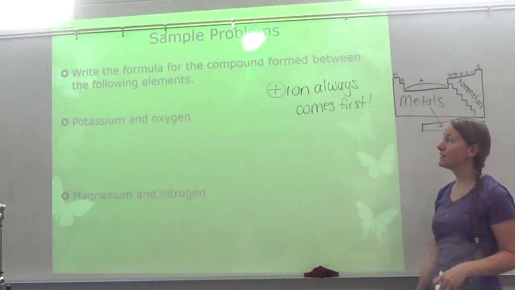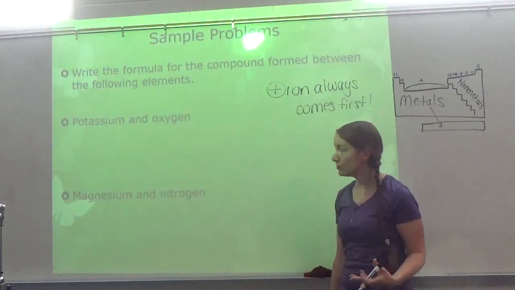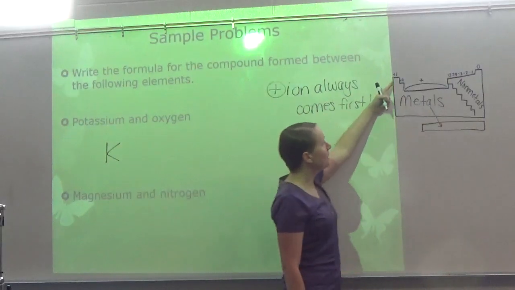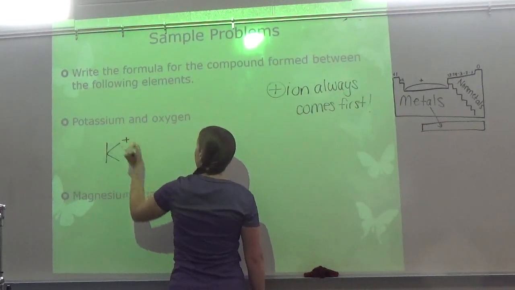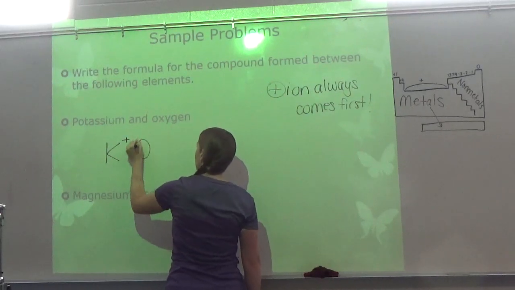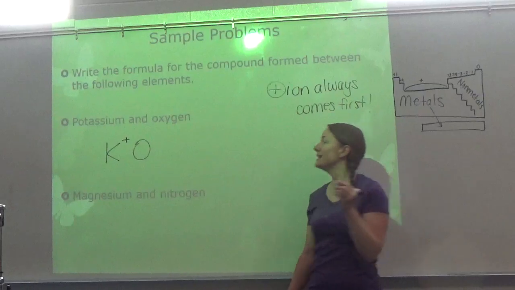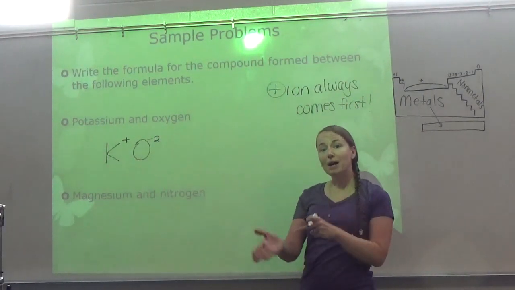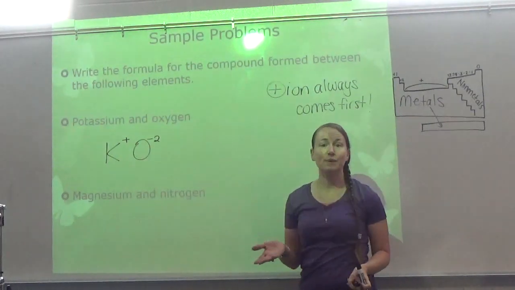Okay, so my first one says potassium and oxygen. So this is where also you need to learn those symbols. Potassium is K, and so I find it on my periodic table. It's in group 1, so it has a positive 1 charge. Oxygen is O. I go to the periodic table, it's in group 16, so it has a negative 2 charge. So I stop and say, okay, do a positive 1 and a negative 2 cancel? No, they don't. So I need to cross my charges.